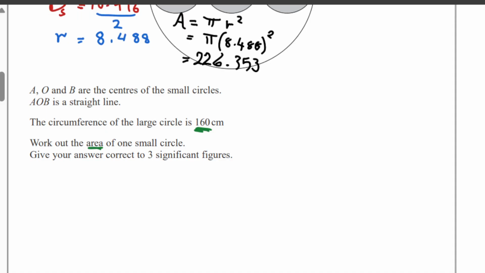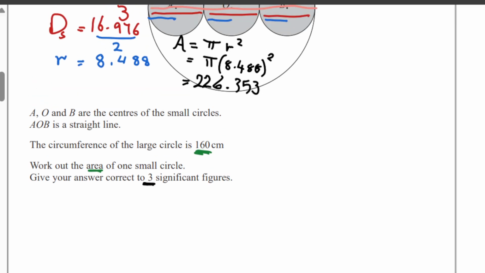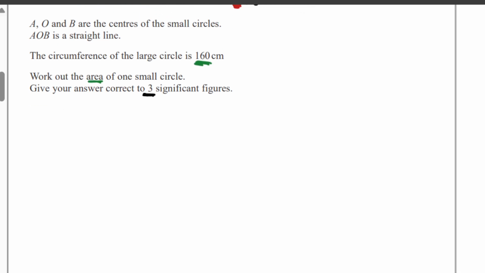The question though asks to write it to 3 significant figures. 3 significant figures means you start on the left side and just take the first 3 numbers and round if you need. So 1, 2, 3. The 3 is less than 5, so we will not round up, so we'll just keep it. So the final answer is 226.